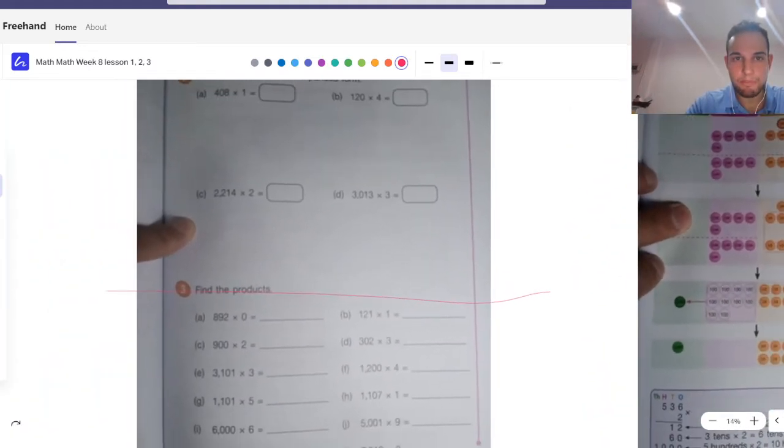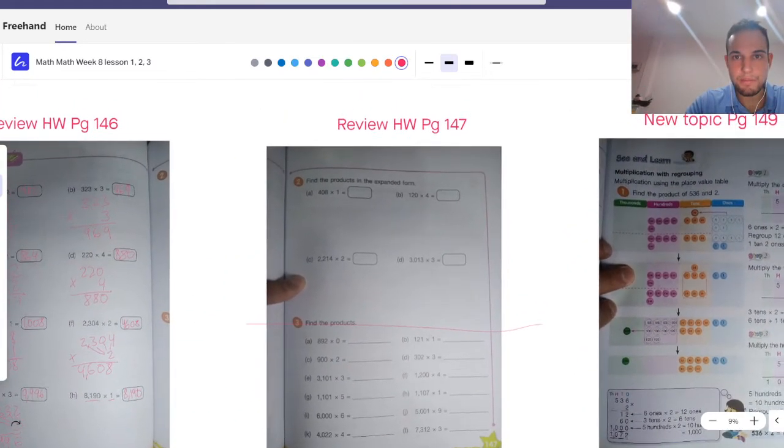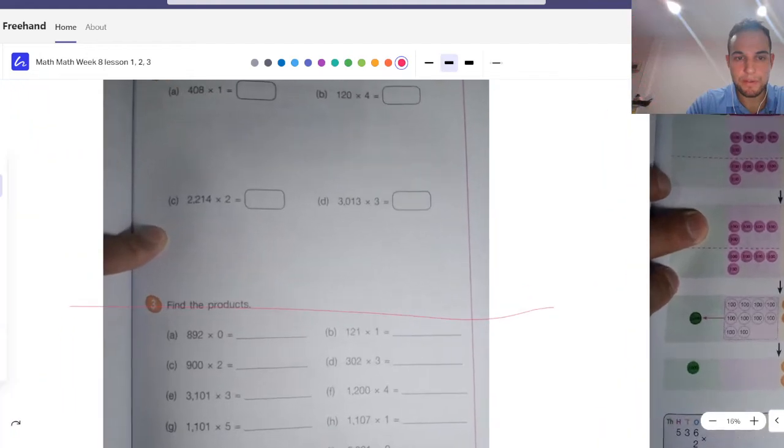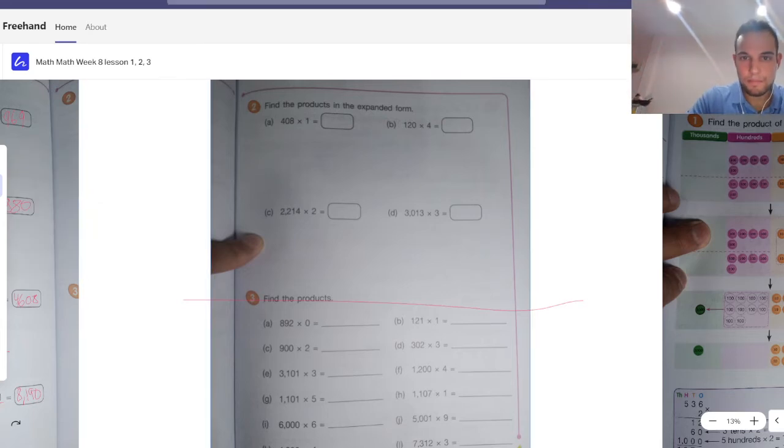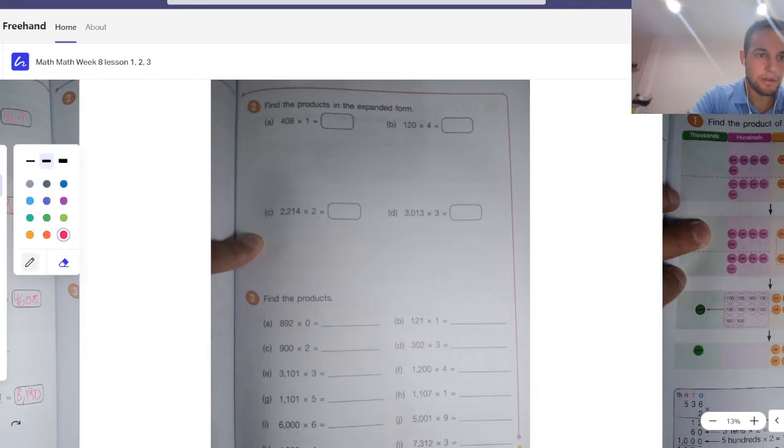Now let's take a look at our next page. Oops, I made a big line here. So this is page 147. Let's erase that line. All right, and let's start our review.